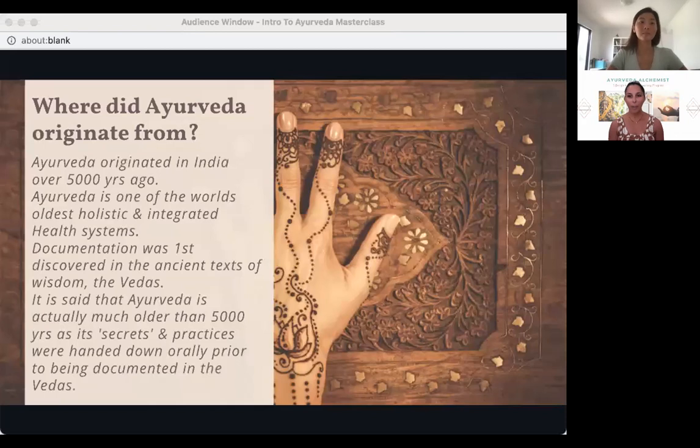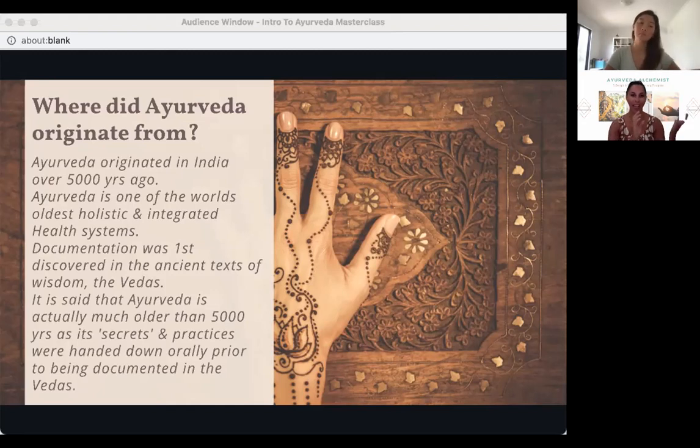Where did Ayurveda come from? Ayurveda originated in India over 5,000 years ago. It's one of the world's oldest holistic and integrated health systems. And the documentation of Ayurveda was first discovered in the ancient text, the Vedas.